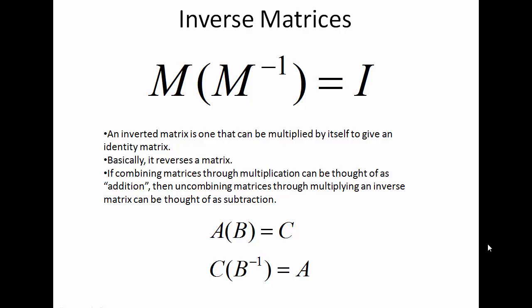At the top, I basically have the definition of an inverse matrix. You have a matrix. If you multiply it times its inverse, you'll get an identity matrix, or an empty matrix. Down at the bottom, if you combine two matrices by multiplying them together, A times B, you'll get the result matrix C. If you want to do the opposite and basically subtract, you take the result C and multiply it times the inverse matrix of B, and you'll get the A matrix as the answer.